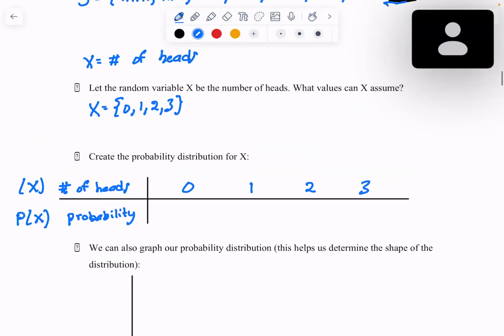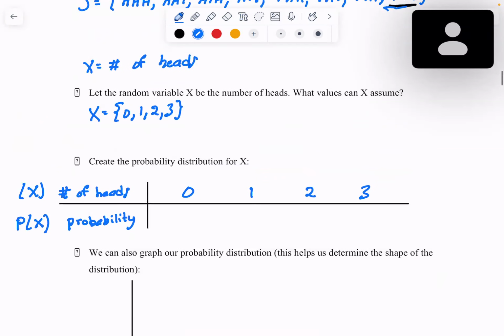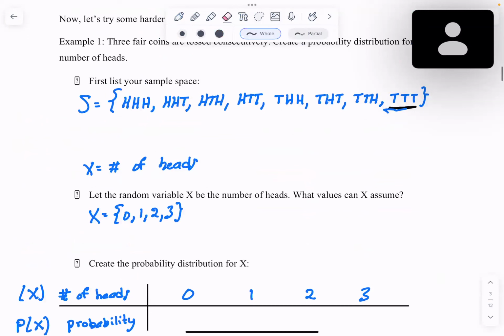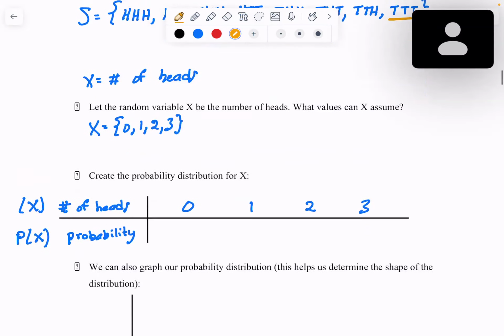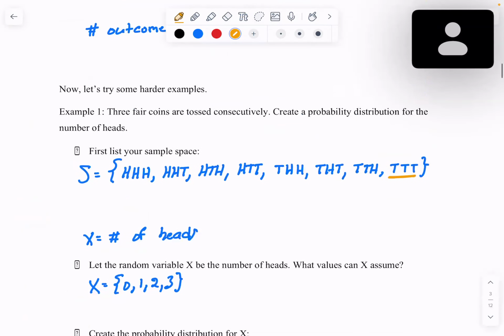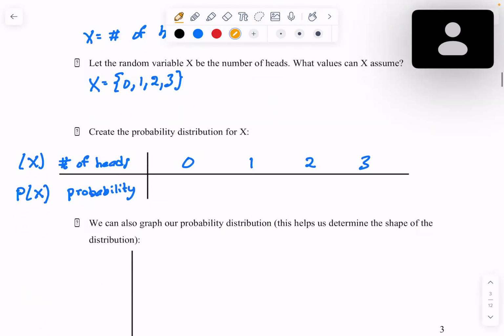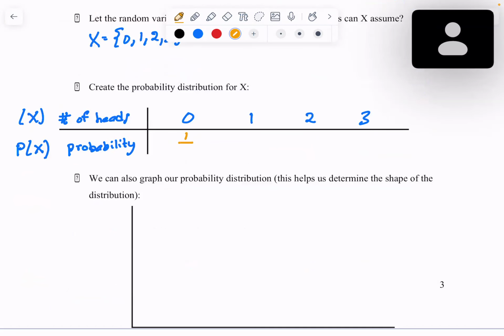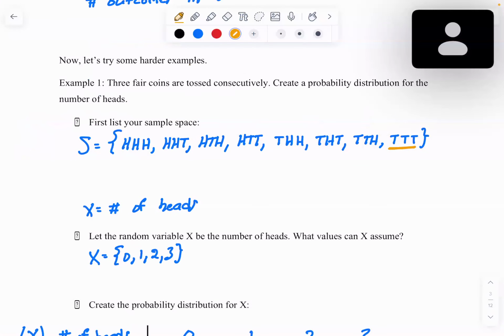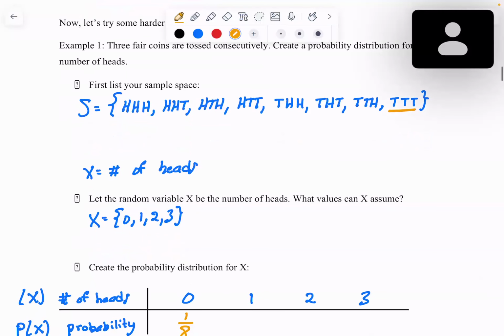Now we want to look at what's the probability of each of these. How many places do we have 0 heads? 0 heads is whenever we have tail, tail, tail, right here. So the probability of 0 heads is, there's only one time it happens out of 8 possibilities. So its probability is 1/8. We just had one way we could have 0 heads out of 8 possible ways.